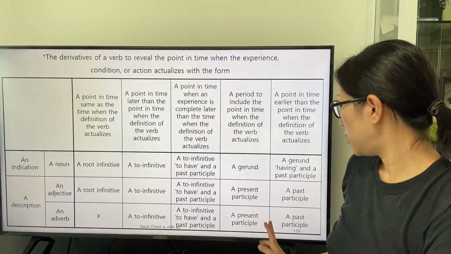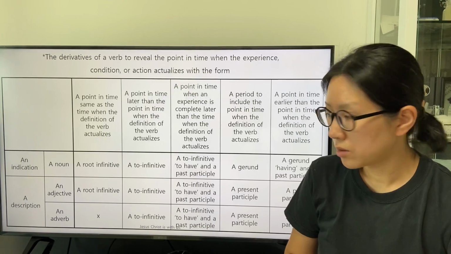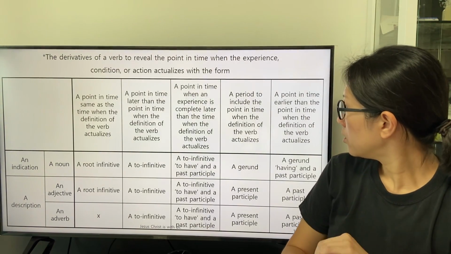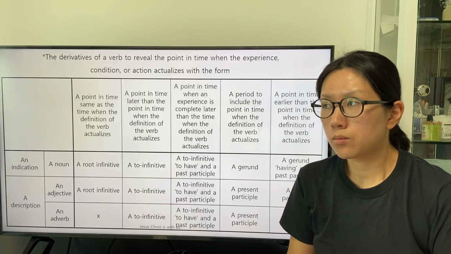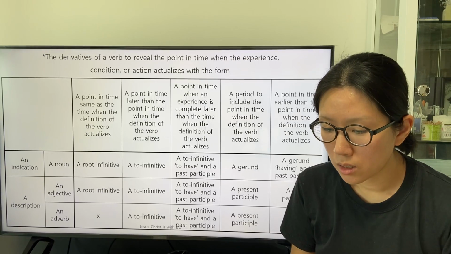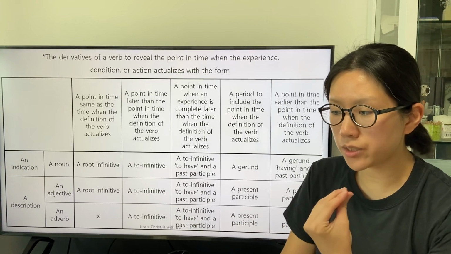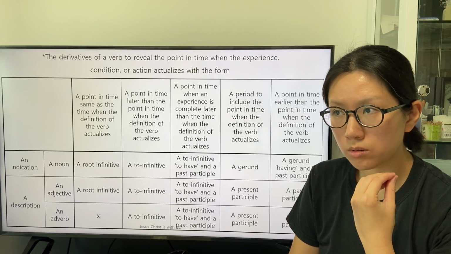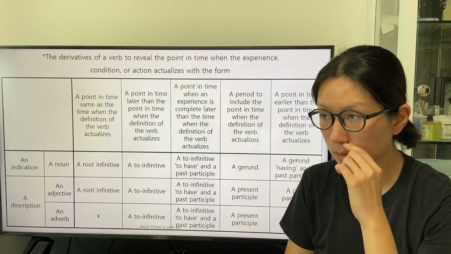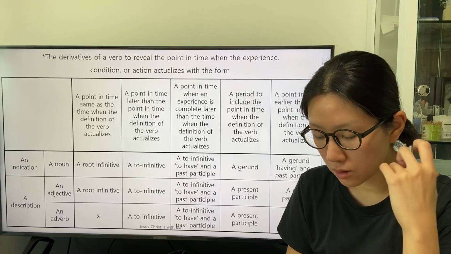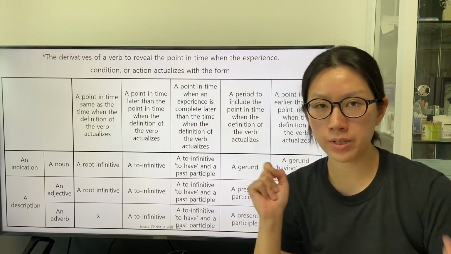The fifth column is about the completion in the subject-object relationship.